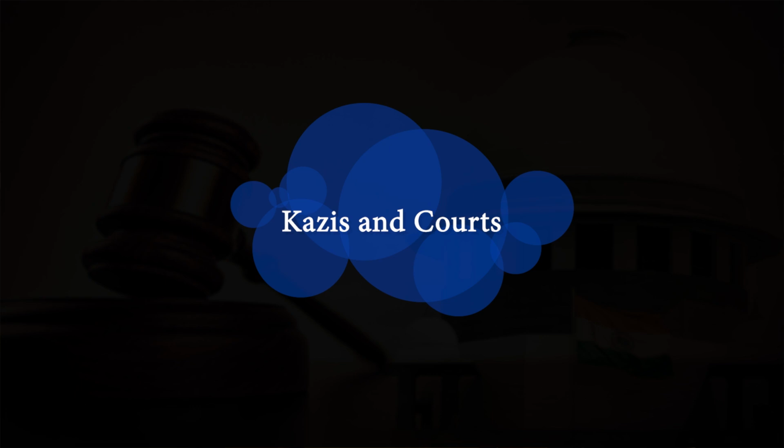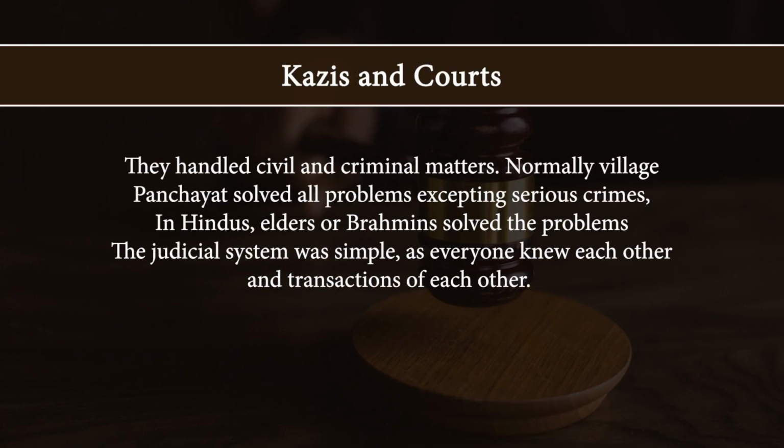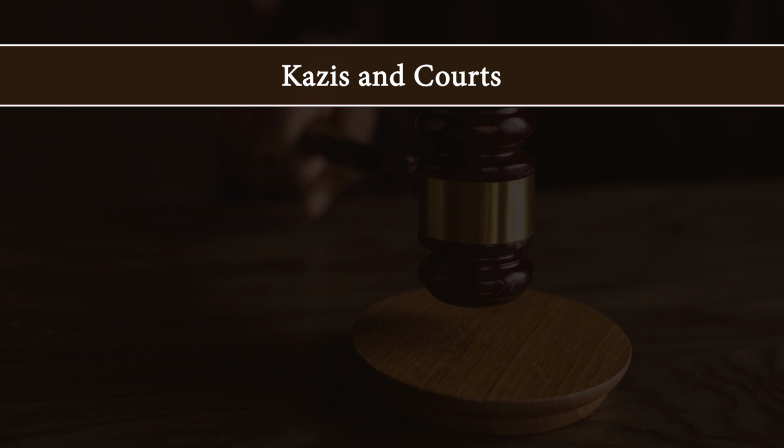Next were Qazi's courts. For judicial purposes at that time, Qazi's courts were established in each district or sarkar, pargana and villages. They handled civil and criminal matters. Normally, village panchayat solved all problems excepting serious crimes. In Hindus, elders or Brahmins solved the problems. The judicial system was simple, as everyone knew each other and transactions of each other.